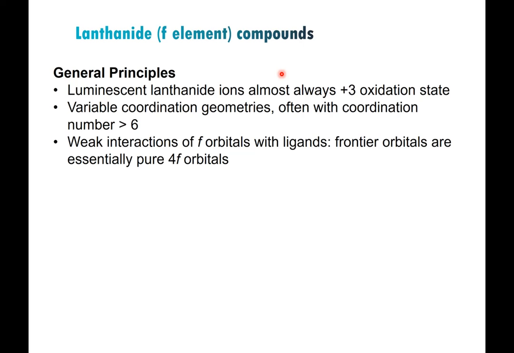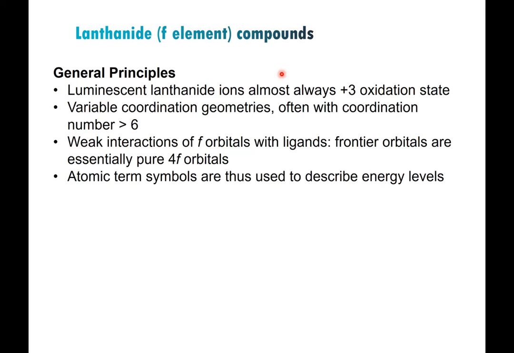Now that said, even though the coordination geometry is variable, and even though there's lots of different types of ligands that can be used to support these, you usually have very weak interactions of the f orbitals with the ligands. And so when you look at the frontier orbitals in these compounds, the ones that are involved in luminescence in particular, they're pretty much pure 4f orbitals if we're talking about the lanthanide series. So they don't have very much mixing with the ligands, and that also means, as we'll talk about as well, that the luminescence doesn't really change much if you change the ligand. It's mainly going to be dependent on what the identity of the metal ion is.